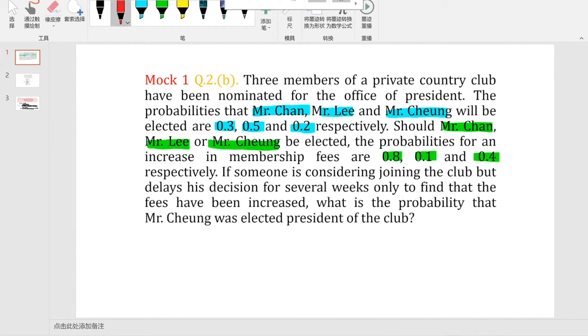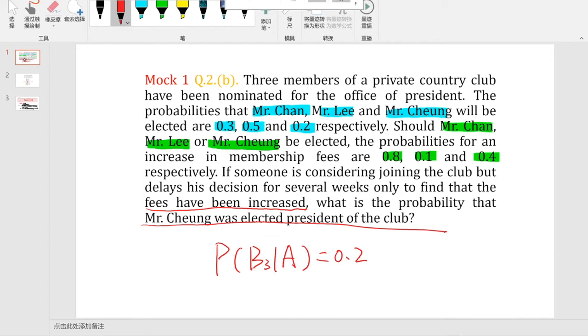So that's the probability for Mr. Chung to be elected as president given membership fees have been increased. The probability is 0.2162, and that's the final answer.